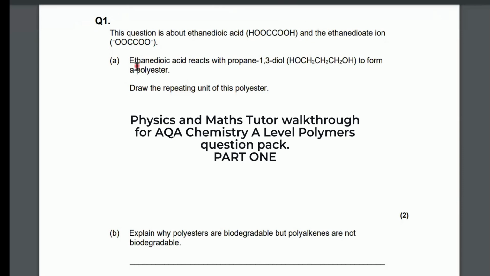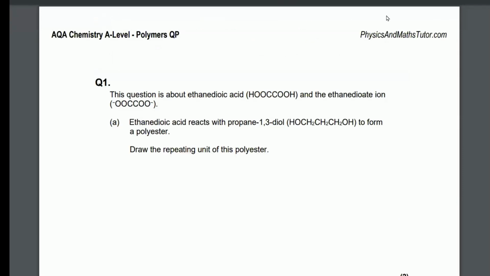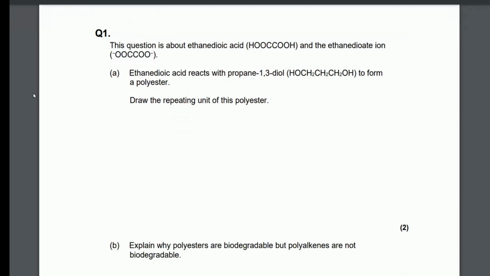Today we're looking at a Physics and Maths Tutor walkthrough for an AQA Chemistry A-Level Polymers pack. So this is part one. It's going to be a two-part session, so check out the other one after.